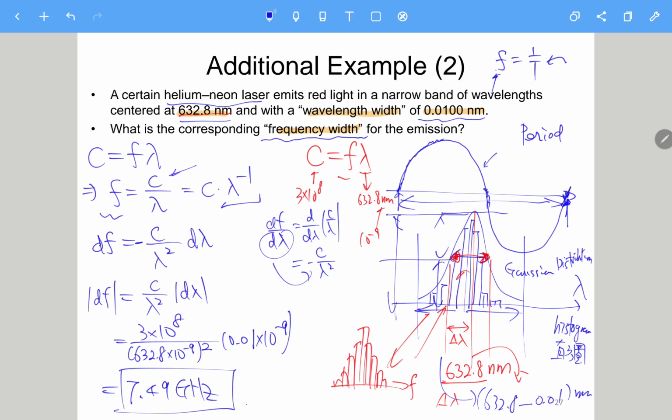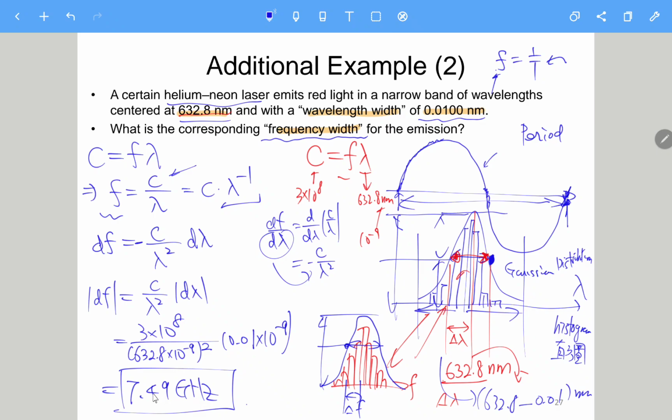So in that case, suppose this is the Gaussian distribution. Here we try to count for the half of it. So this is the delta f. And you know, as much as f and lambda are inversely proportional, which means that if you have a longer wavelength, it will correspond to a lower frequency. That's why here we have a negative sign.